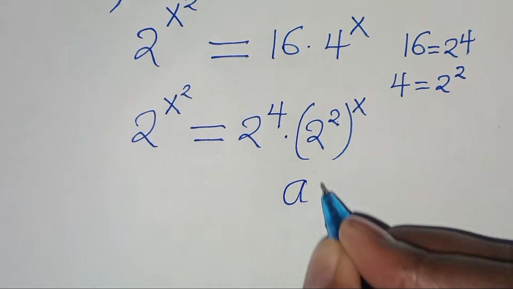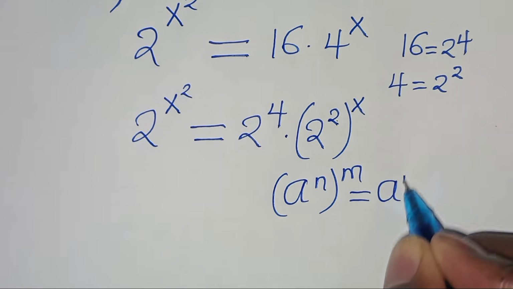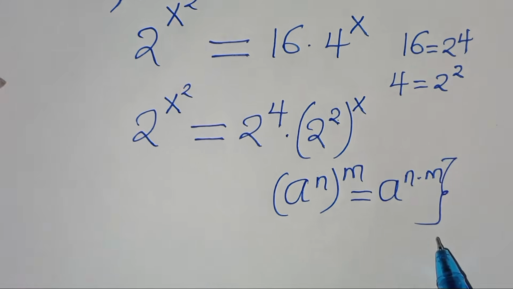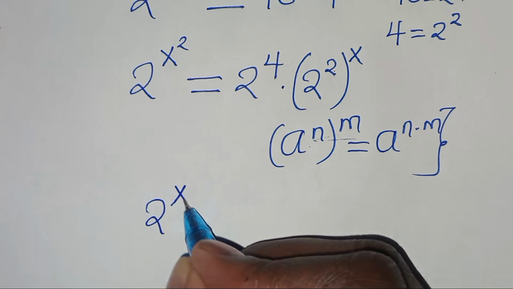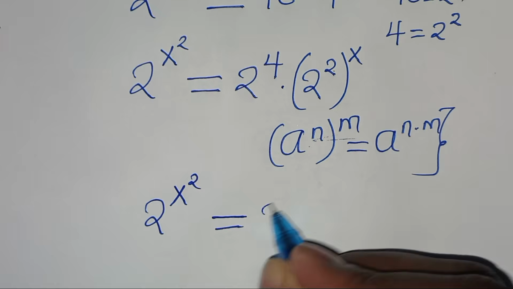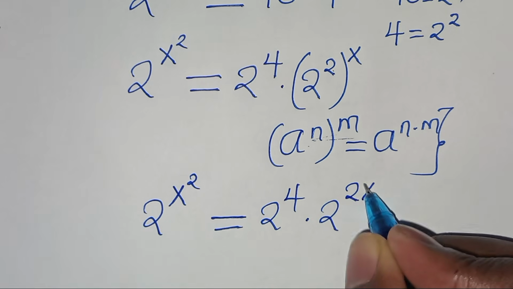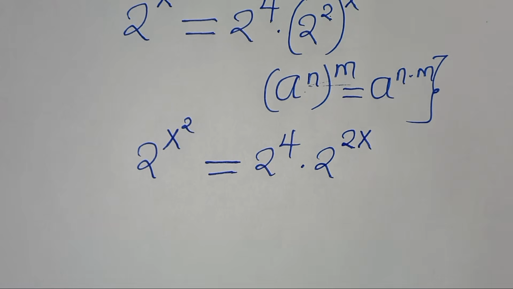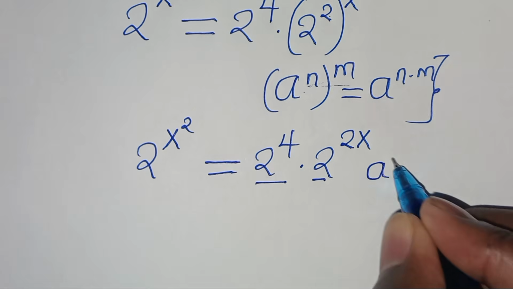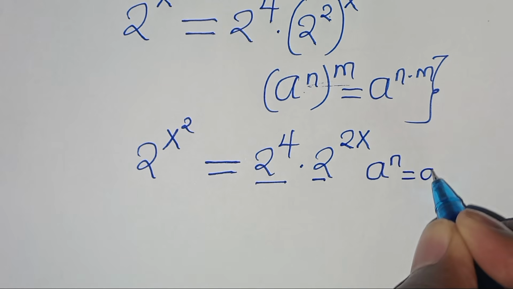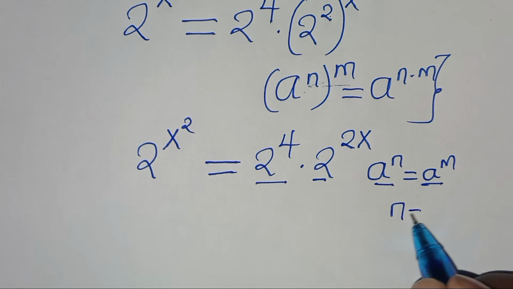This is in the form of a to the power of n raised to the power of m, which we can express as a to the power of n times m. Applying this exponent property, we have 2 to the power of x squared equal to 2 to the power of 4 times 2 to the power of 2x. Since the bases are common, a to the power of n equal to a to the power of m, exponent n should be equal to m.